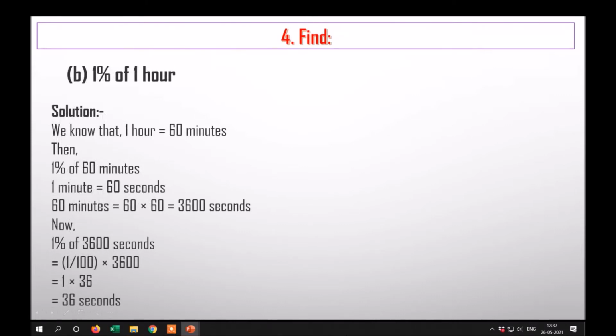3% of 1 hour. We know that 1 hour equals 60 minutes. So 3% of 60 minutes. 1 minute equals 60 seconds. 60 minutes equals 60 into 60, that is 3600 seconds. Now 3% of 3600 seconds. So 3 upon 100 into 3600. 0 will cut. So 3 into 36, that is 108 seconds.